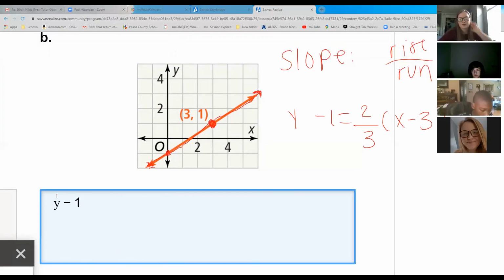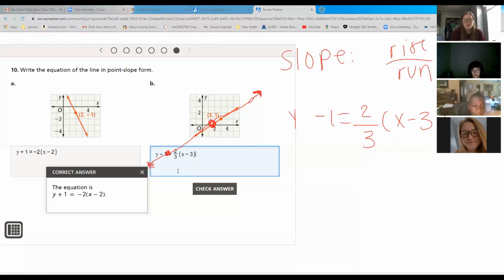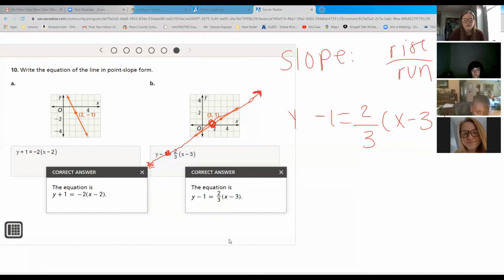I already took a screenshot of it, just so you can zoom out if you need to. Yeah. Perfect. All right, awesome. So we can go ahead and check the answer on that one. And that is exactly what we got.